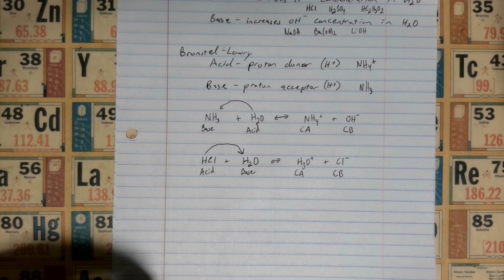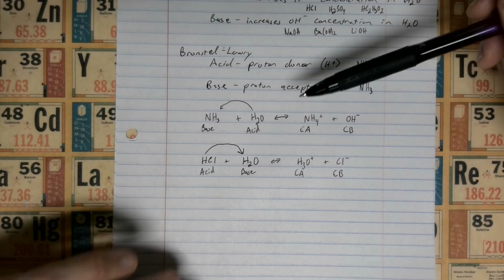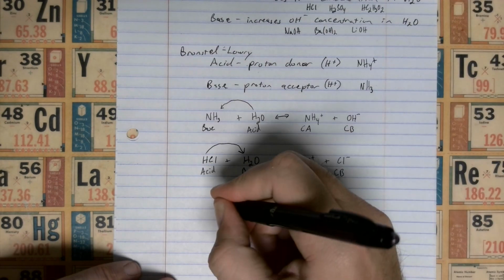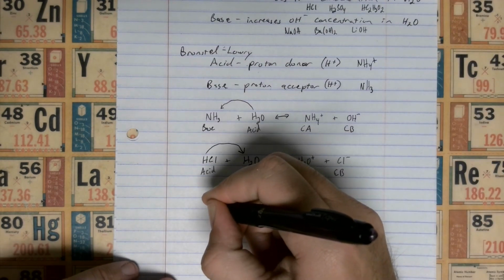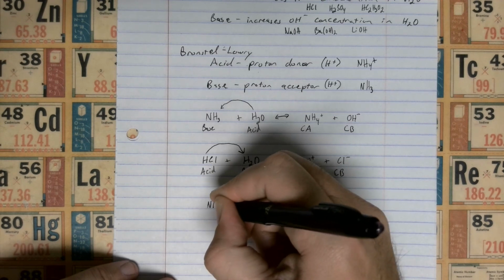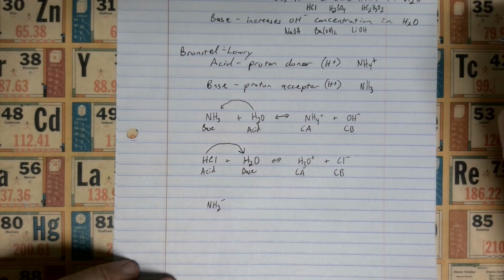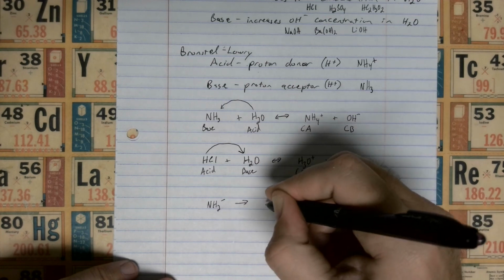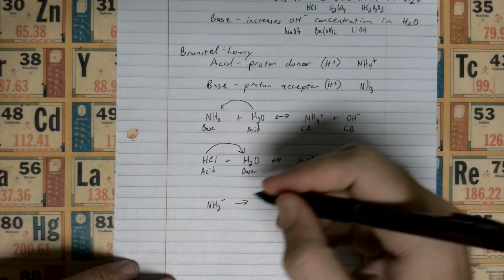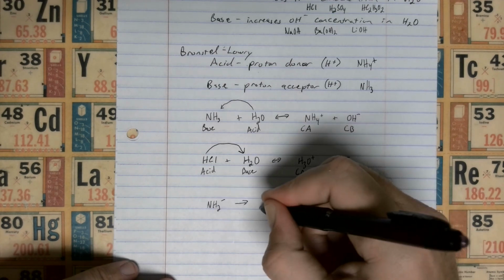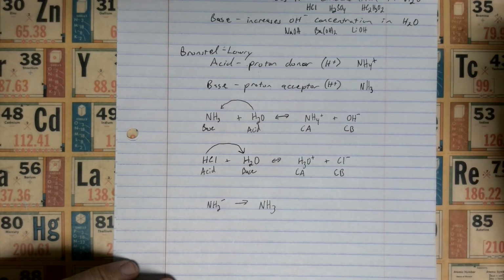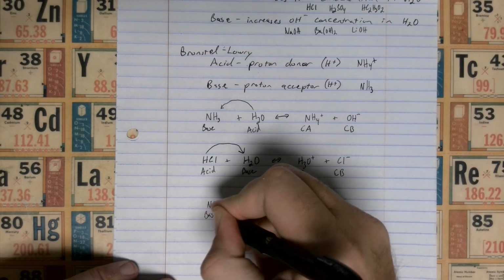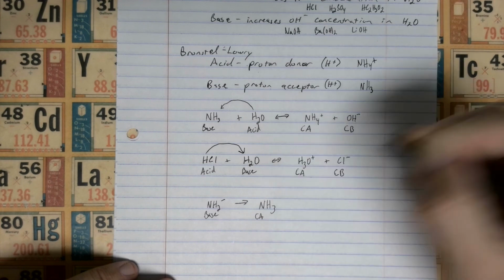What you should be able to do is identify, given an equation or even just given a formula, the conjugate acid or base. If I want to know the conjugate acid for, let's say, NH2 minus, the conjugate acid would be whatever it becomes after it gained an H, so that would be NH3. In this case, NH2 minus would be the base because it accepted a proton, and NH3 would be the conjugate acid.